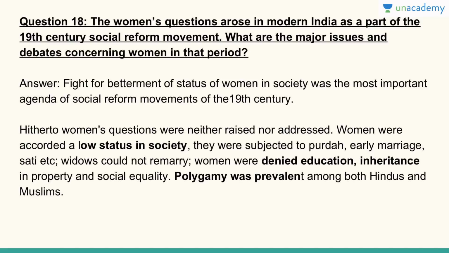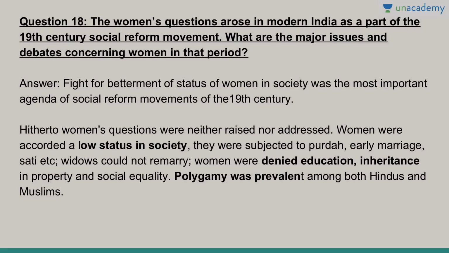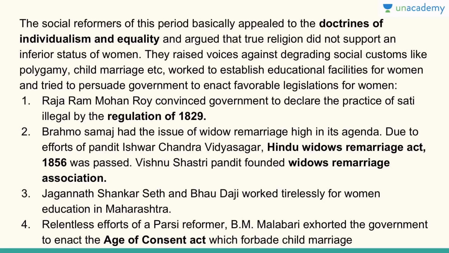and property, social equality. Even polygamy was prevalent among both Hindus and Muslims at that time. So the social reformers of this period basically appealed to the doctrine of individualism and equality, and argued that true religion did not support an inferior status of women, and they raised their voices against degrading social customs like polygamy, child marriage, etc.